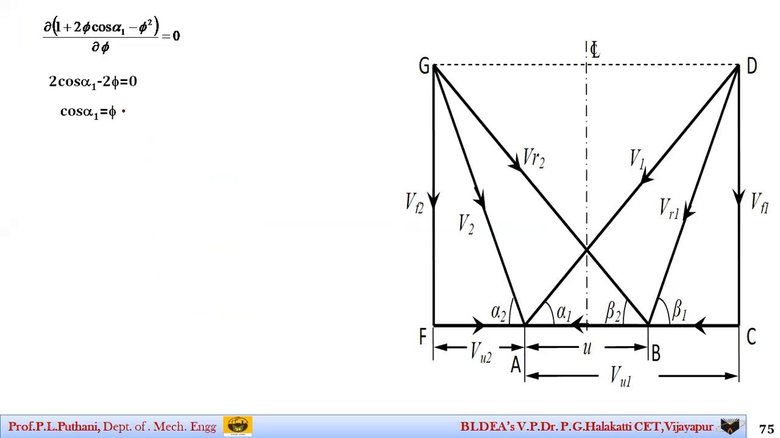If you observe here, students, what is pi? This pi is nothing but it is equal to u by v1, that is speed ratio. Now, these are all together taken as a single form, that is, for reaction turbine, speed ratio is nothing but it is cos alpha 1, you can say.